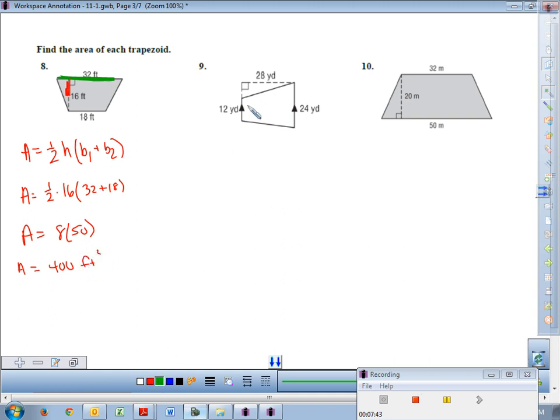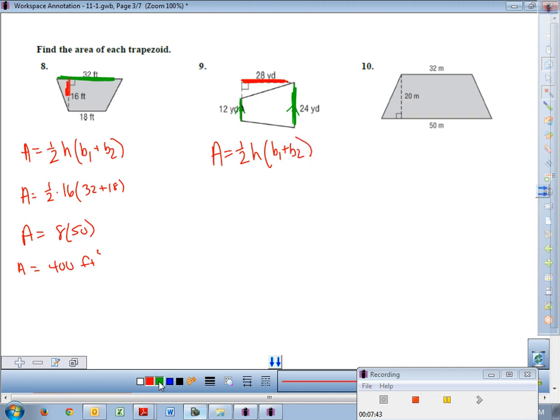Again, the bases are the parallel sides in a trapezoid, and because of the arrows, you can see that these two are parallel to each other. And the height is that perpendicular distance between the two bases, which is this 28. So it's just turned to the side. Don't let it fool you. So we start with the formula. Area equals 1/2 height times b1 plus b2.